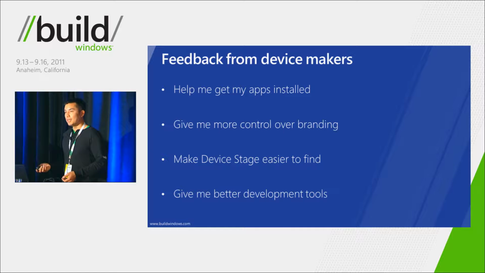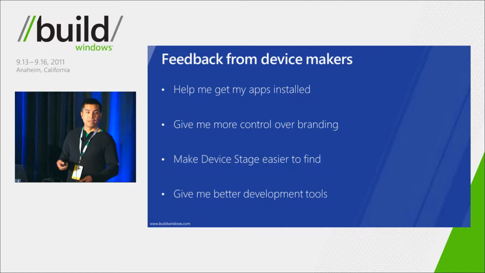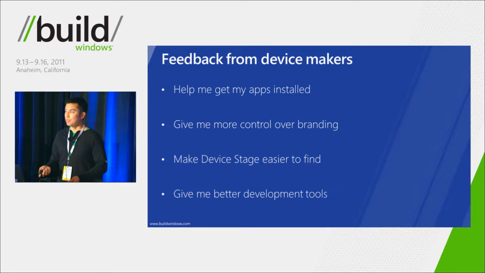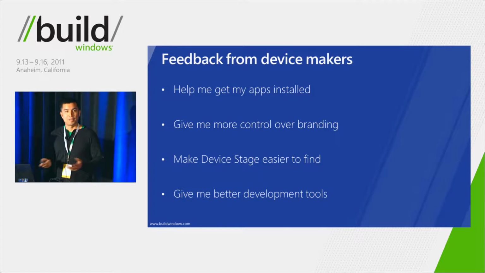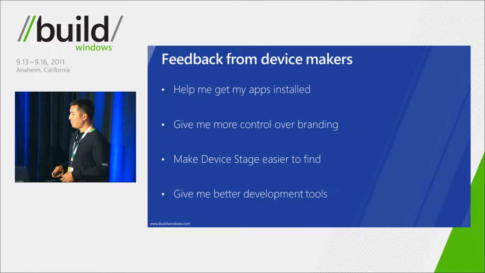We also heard that you want more control over your branding and how your product is shown in Windows. You want something more than just customizing an icon. For those of you who've adopted device stage, we've heard that you want it to be easier to find, that asking a user to go into the device's place in Windows doesn't show your product as prominently as you would like. And finally, better development tools. We always want better development tools. You guys are no exception.